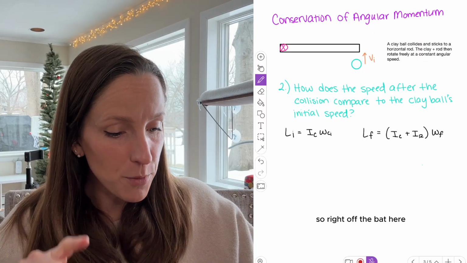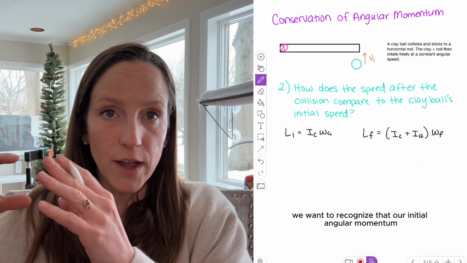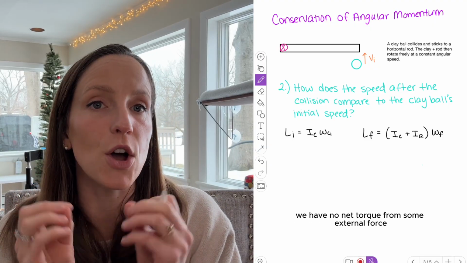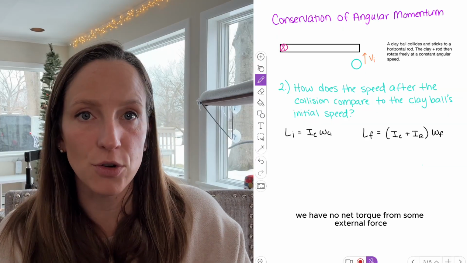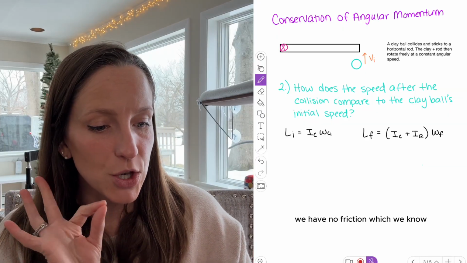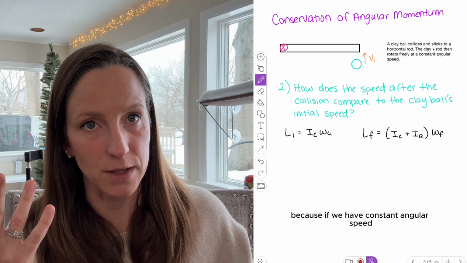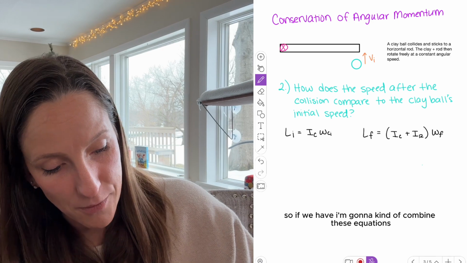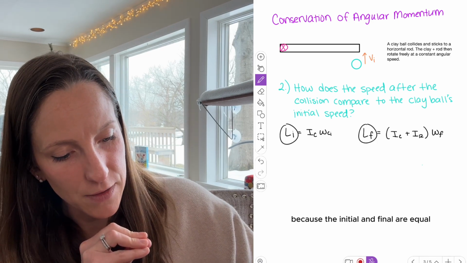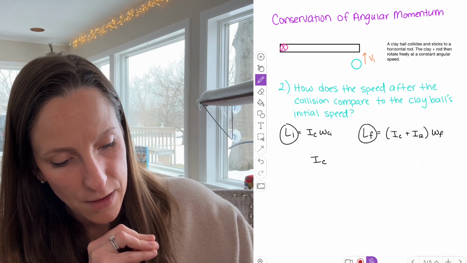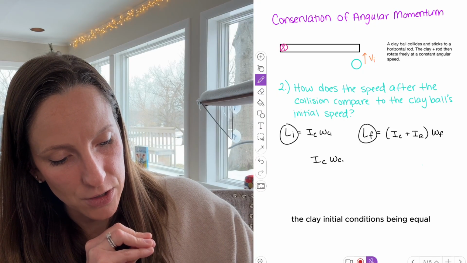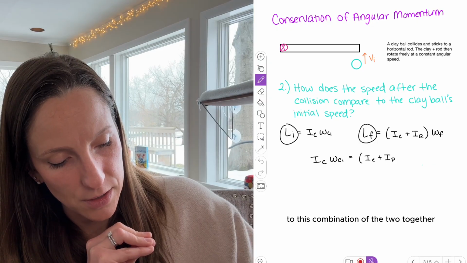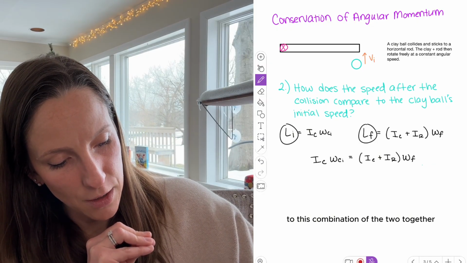So right off the bat, we want to recognize that our initial angular momentum and final angular momentum are equal. Momentum is conserved. We have no net torque from some external force. We have no friction, which we know because if we have constant angular speed, it's not slowing down. So I'm going to combine these equations because the initial and final are equal: the clay's initial conditions being equal to this combination of the two together.